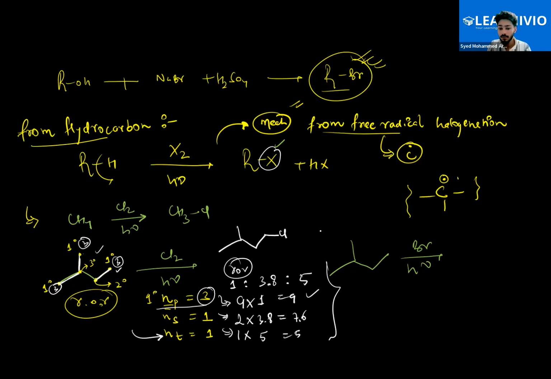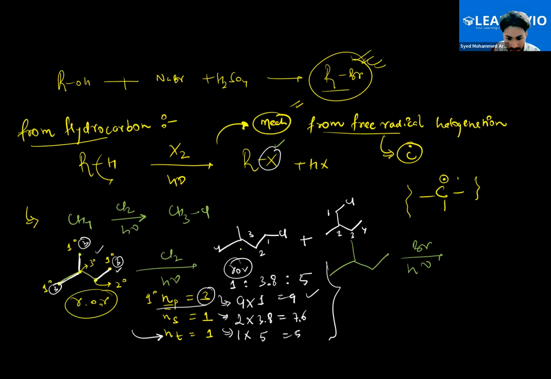So how many chlorine products will form? This one and this one. So you are asking me about the difference between isomerism and isomer. Now I'll tell you what is the difference between the isomer and the isomerism. So if you see, 1, 2, 3, 4, this is the numbering of this compound. Just 1 second. This is the numbering.